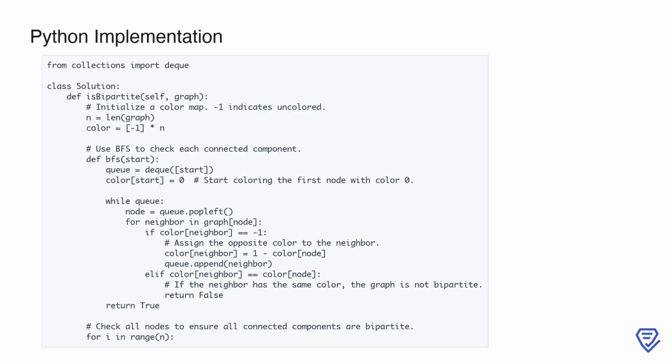At each step, we dequeue a node, check its neighbors, and attempt to color them with the opposite color of the current node. If we find a neighbor already colored the same as the current node, it means the graph is not bipartite, and we return false. If no conflicts are found during this process, we return true, indicating this part of the graph is bipartite.